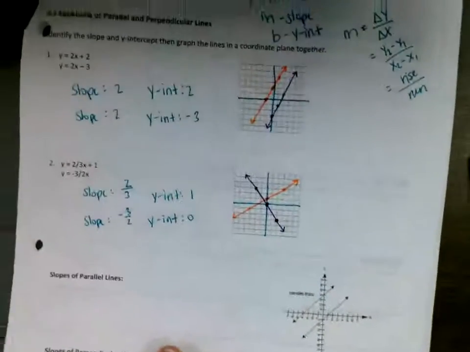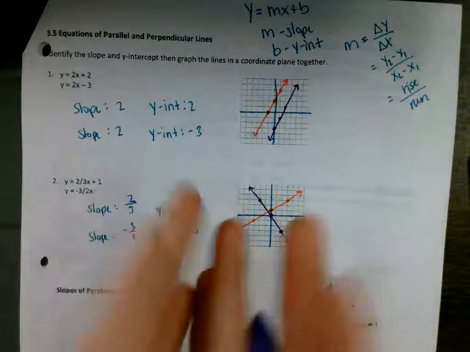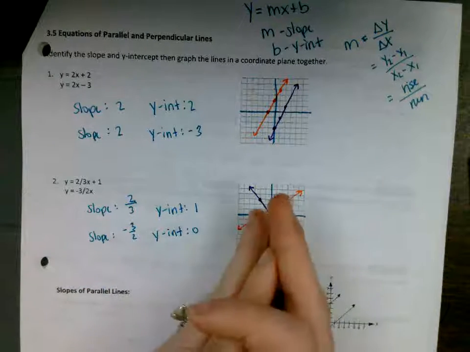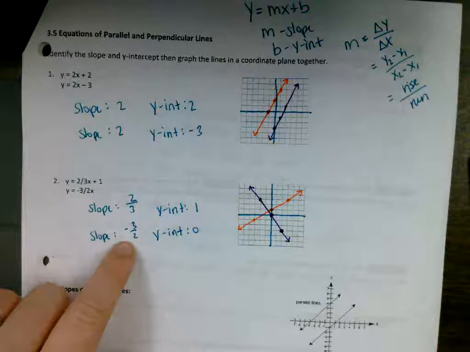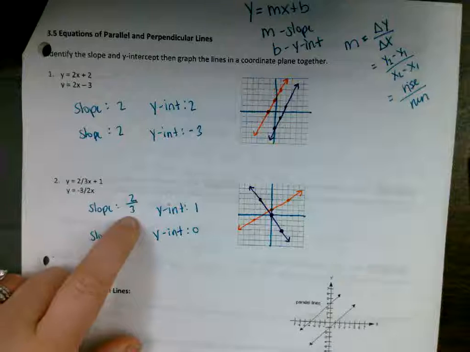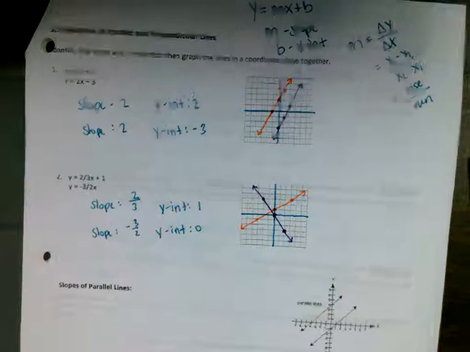So now what do you notice about numbers 1 and 2, these examples that we did? Well, in number 1, you should realize that they have the same slope, and they look to be parallel. And in number 2, I noticed that they appear to be perpendicular, and I noticed that my sign switches from positive to negative, and the top and bottom switch on my fraction.